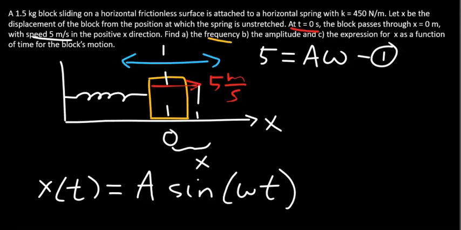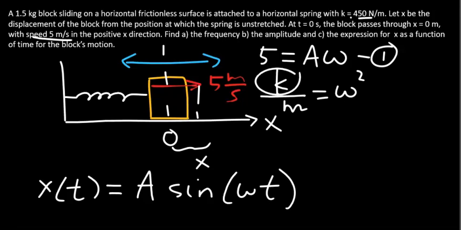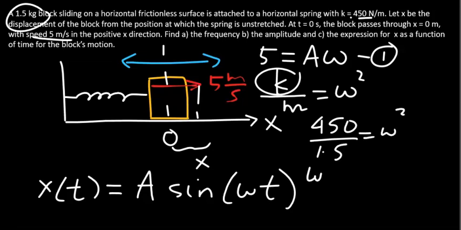Remember, you want to find frequency, the linear frequency that is, and the amplitude. You need one more equation so that we can solve for these two variables simultaneously. The second equation is from the definition of angular frequency itself, which says the spring constant over mass is omega squared, where omega is the angular frequency. We know the spring constant to be 450 Newton per meter. The mass is 1.5 kg, and that is omega squared. Meaning, solving for omega, you get 10 times square root 3 radians per second.